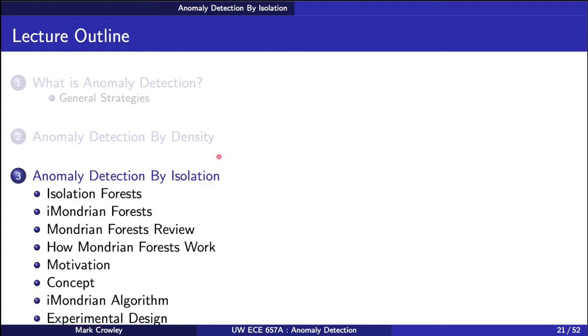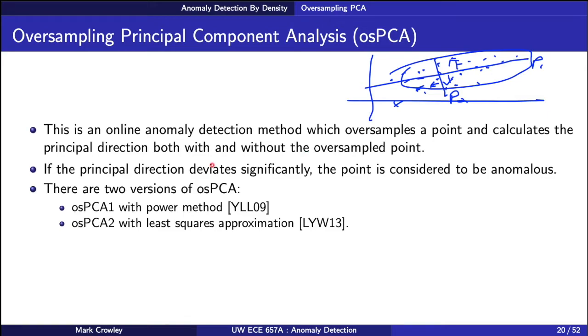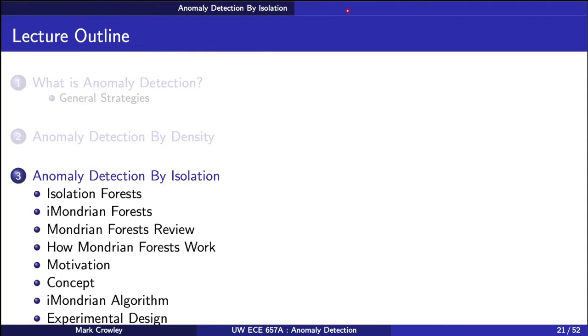Sure, yeah. Sorry, other questions? Can you go back to that slide again? Sure. Sorry, can you clarify what it means by if the principal direction deviates significantly, the point is considered to be anomalous? I don't quite understand what you mean by that. The principal direction. So like here in your image, right? You have this oval cloud of data, right? You have the principal axes P1 and P2, right? And then if you calculate the x that's down by the horizontal axis, how would the direction of that x differ from one of the other data points that are inside?